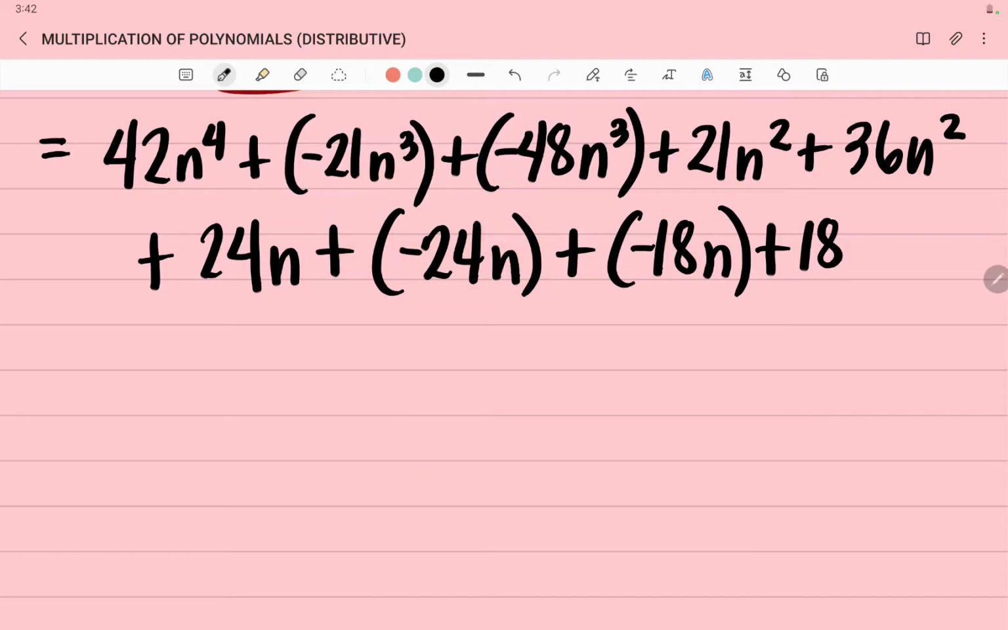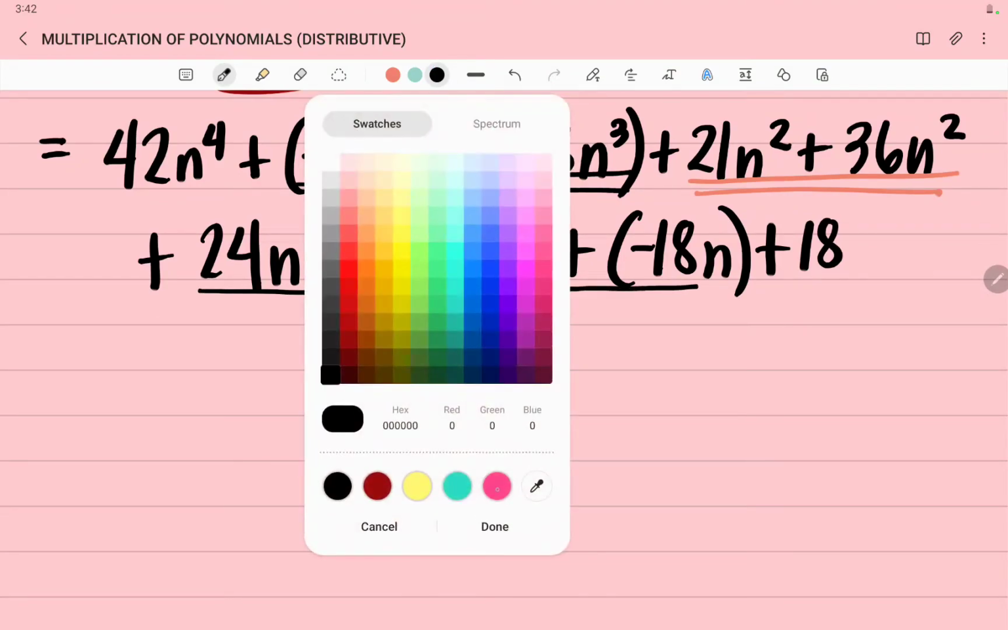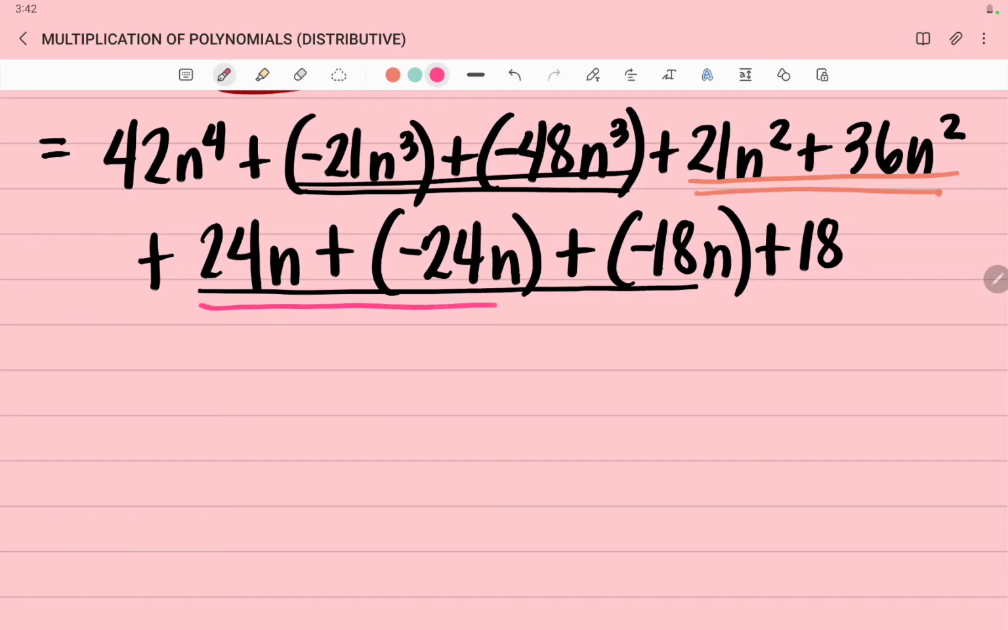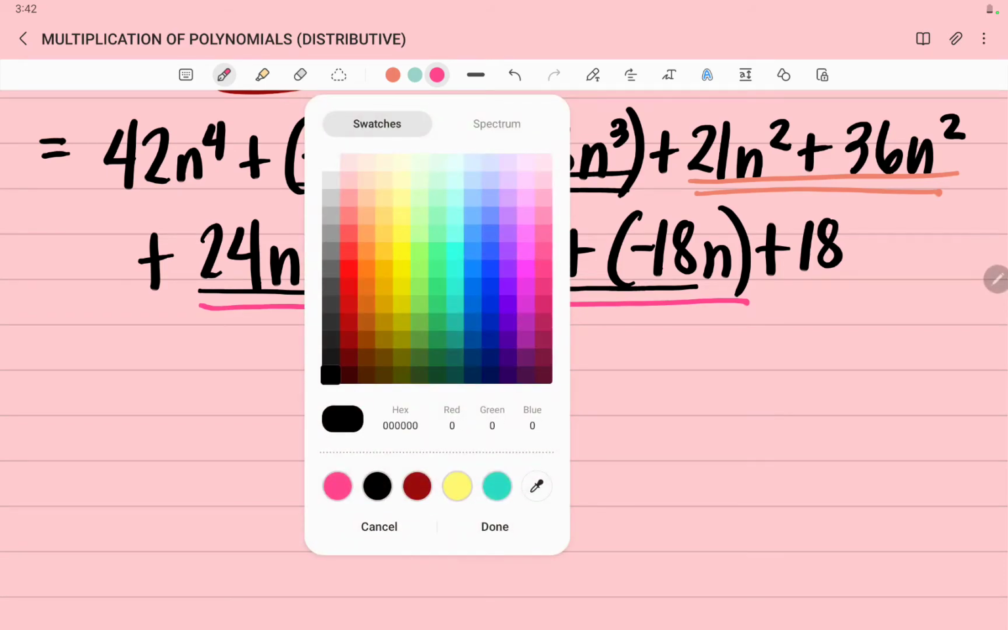Okay, so like terms here are negative 21n cubed and negative 48n cubed, then positive 21n squared plus 36n squared. And then we have another, plus 24n plus negative 24n plus negative 18n. Okay. Now, let's combine like terms.